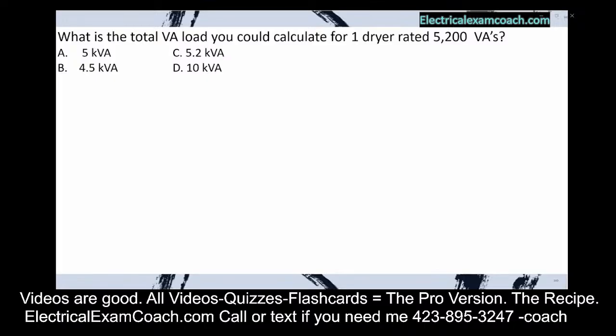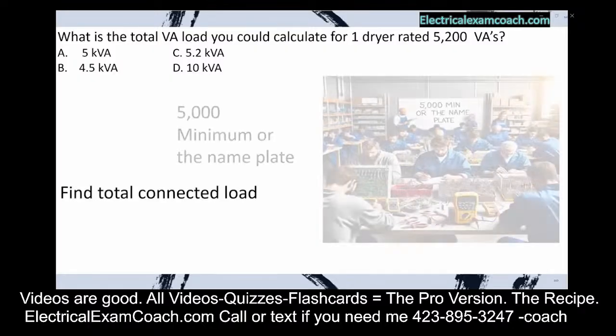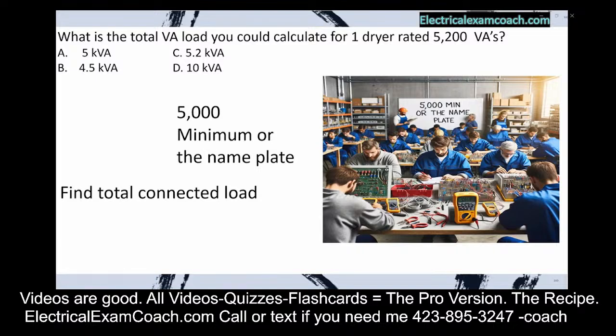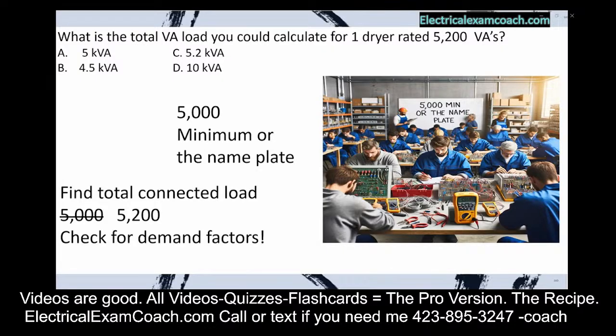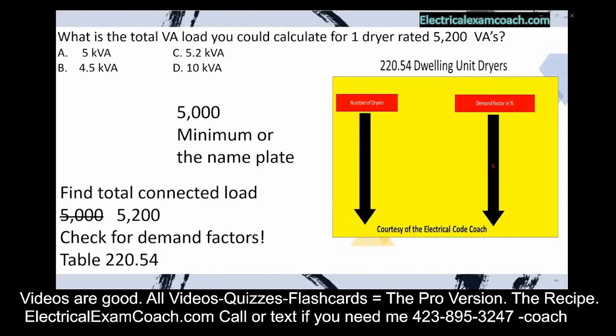What is the total VA load you would calculate for one dryer rated at 5,200 VAs? First, we're going to find our total connected load. We know that we have to do a 5,000 minimum or the nameplate, whichever is larger. In this case, the nameplate's larger, so we're going to select 5,200. Now that we have our total connected load, we're going to check for demand factors. For this, we head to table 220.54. When we get there, we find that for 1 to 4 dryers, it's calculated at 100%. There is no demand factor. And we're going to select C.